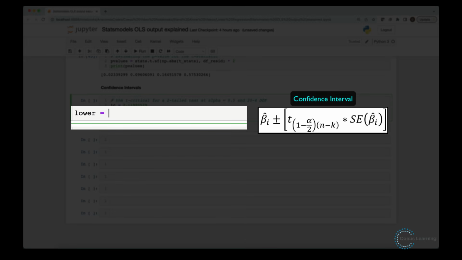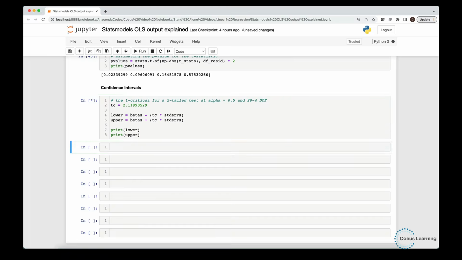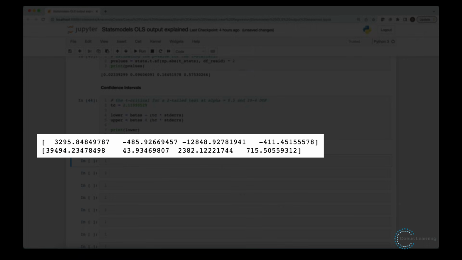We compute the lower CI and upper CI with the shown formula. The SE inside the bracket is the standard error that we have computed earlier. You can tally these values with the OLS output.